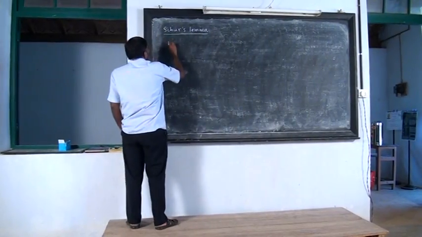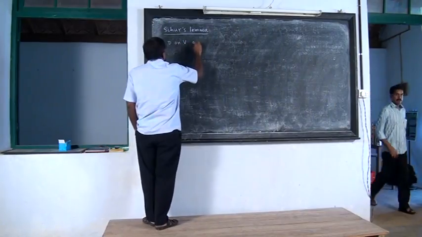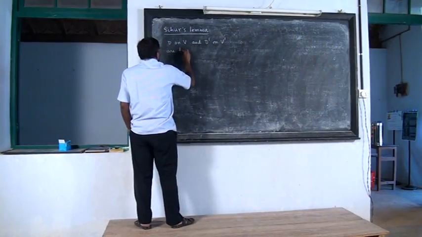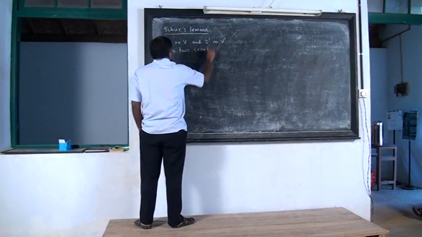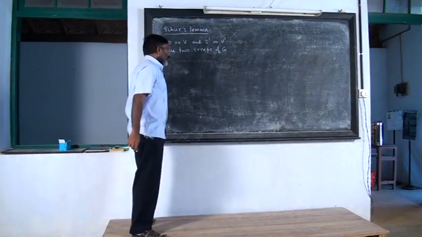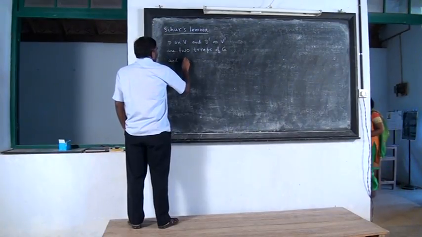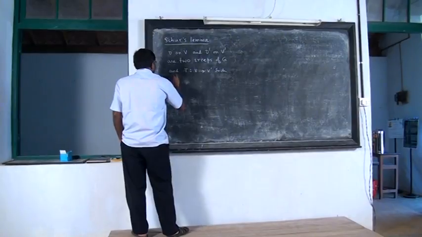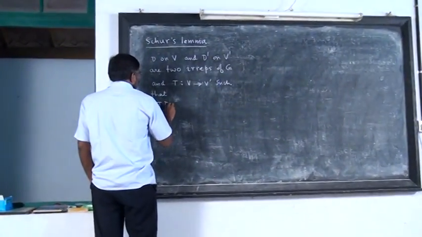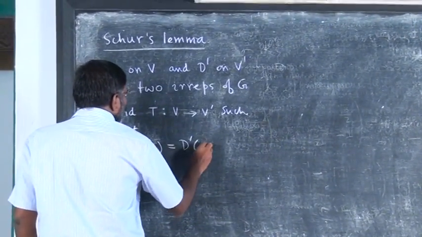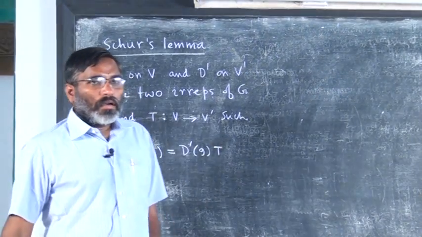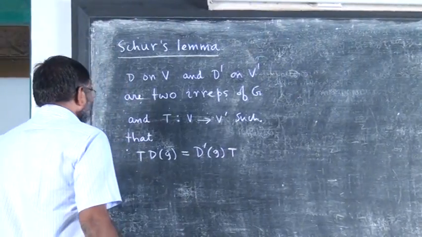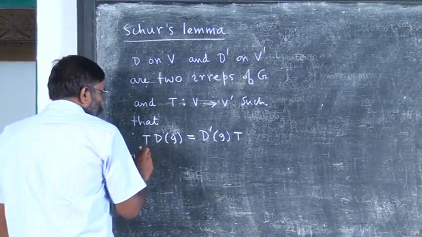What does it state? If D on V and D prime on V prime are two irreducible representations of G, and T is a map from V to V prime such that T D(g) is D prime(g) T for all g, then we say that T intertwines these two irreducible representations.